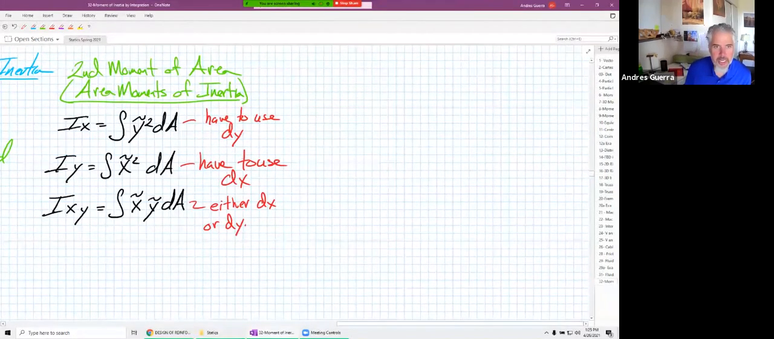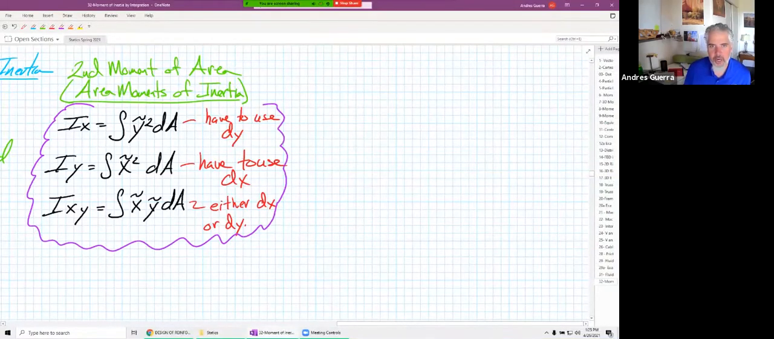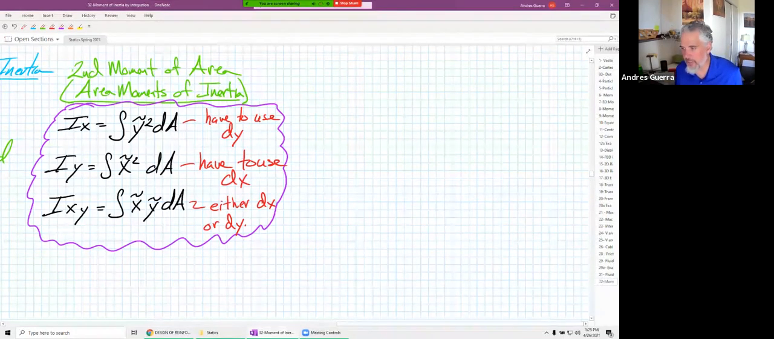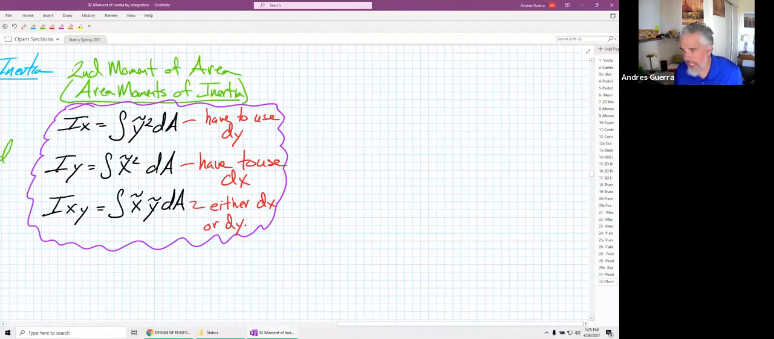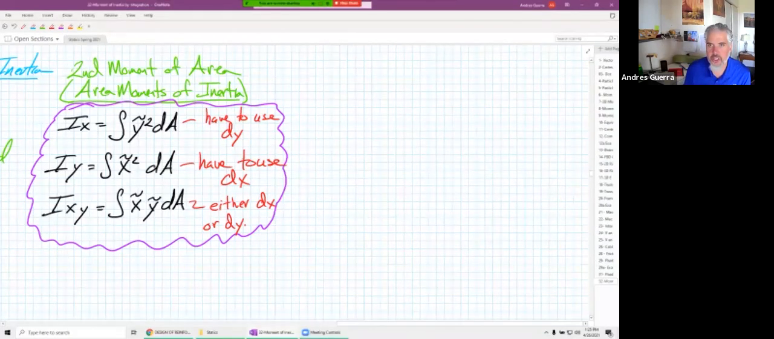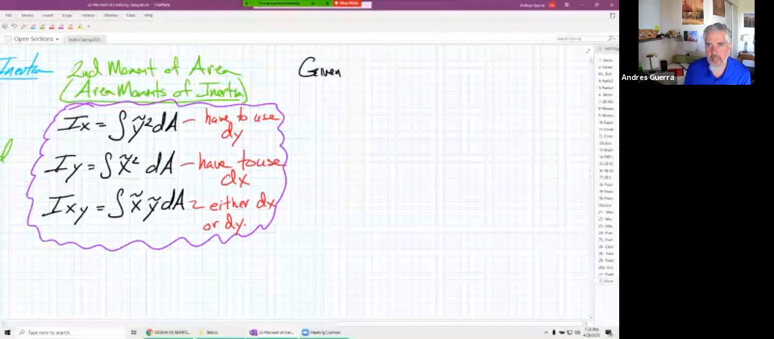So here's our key equations. If we can figure out y tilde, which we've already done before when we did this for centroids of areas, you just have to draw that picture and figure out what is y tilde, what is dA, and what is x tilde. And then we can solve all this stuff. And these are numbers, remember, that we can take to the bank. So let's jump into an example problem here.